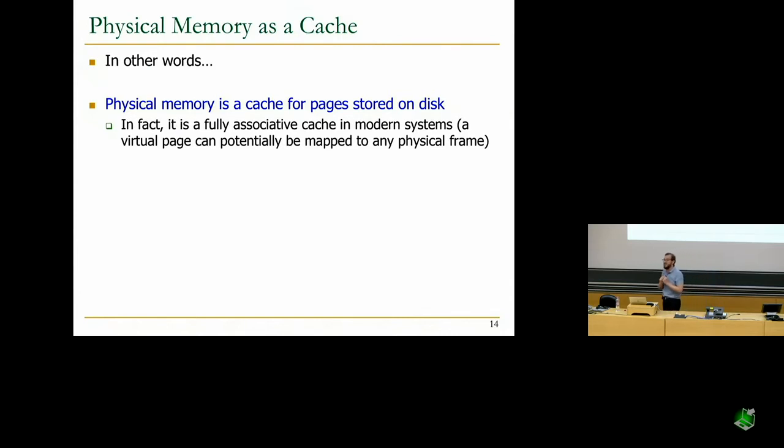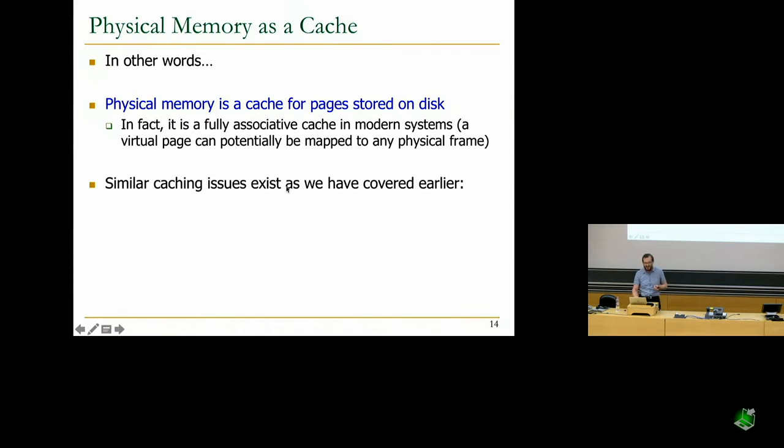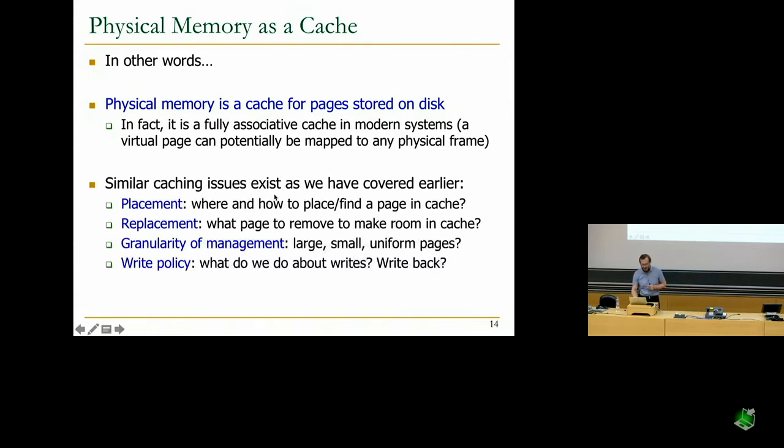Essentially, your physical memory is a cache. Right? This way, you have the illusion of the entire disk space in your memory, but you don't have that much memory. So basically, you have similar caching issues that exist as we have covered earlier. You have the disk, you have the physical memory, and physical memory is a cache of the disk. Now, where and how do you place or find a page in the cache in physical memory? What page do you remove to make room in your physical memory if you run out of physical memory? Right? And you can run out of physical memory.